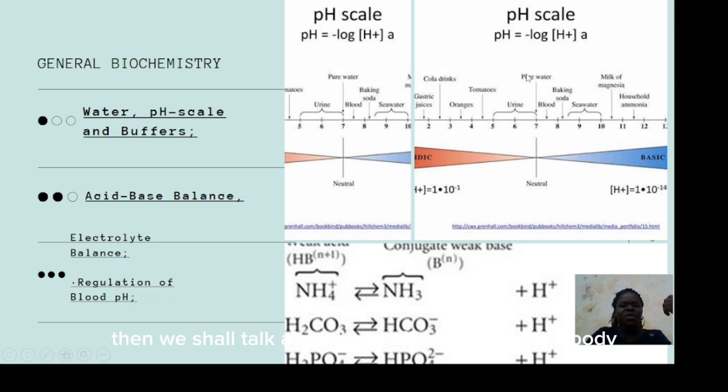Then we shall talk about the buffer system of the body, talking about the bicarbonate buffer system, the protein buffer system, and the phosphate buffer system. That's under the buffer. Then we shall also talk about acid-base balance. So there we shall also do calculations and many other things.